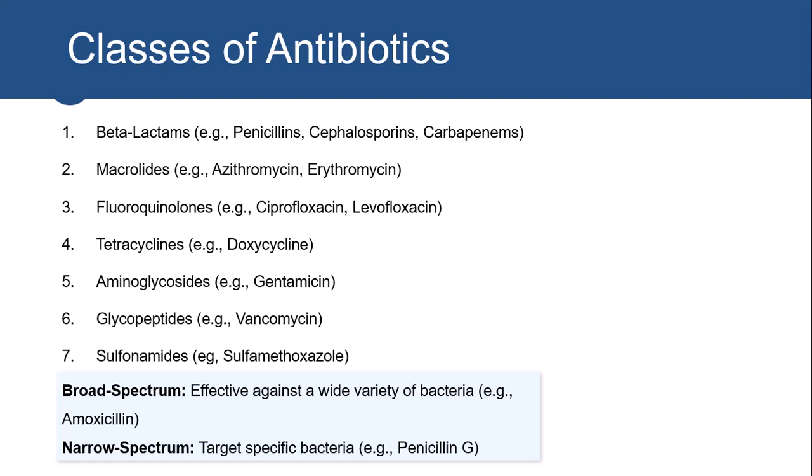Antibiotics can also be classified as broad spectrum or narrow spectrum. Broad spectrum antibiotics are effective against a wide range of bacteria, making them useful in treating infections when the exact cause is not known. Narrow spectrum antibiotics, on the other hand, are more specific, targeting certain bacteria. The choice between broad and narrow spectrum depends on the infection being treated.